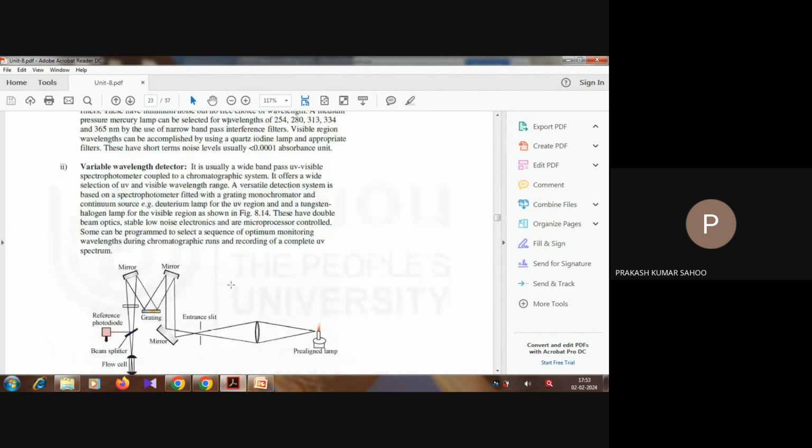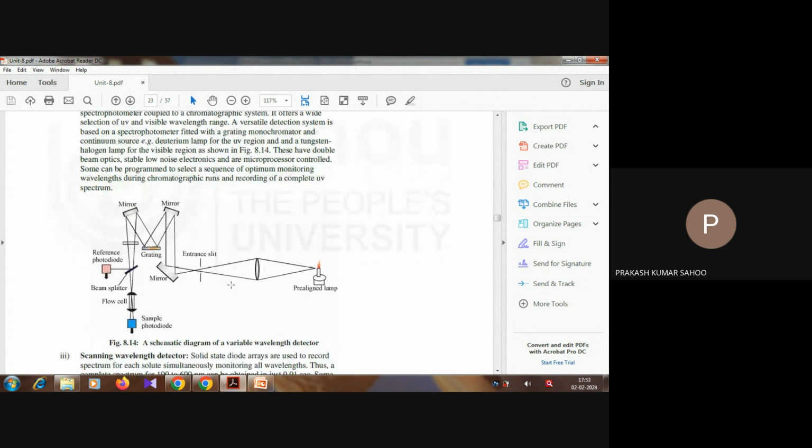Then for variable, a range of wavelengths is possible in one detector, which is known as a variable wavelength detector. It is usually a wide band pass UV visible spectrophotometer coupled to a chromatographic system. So this is the chromatographic system.